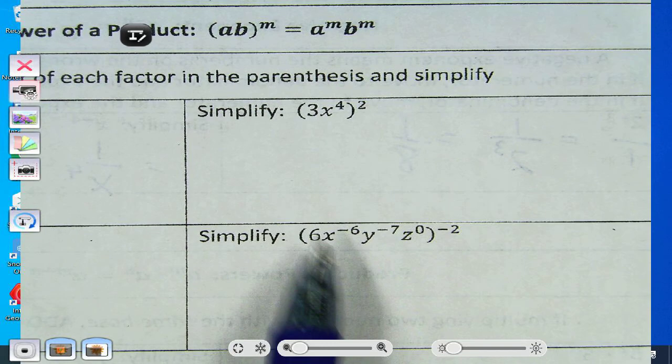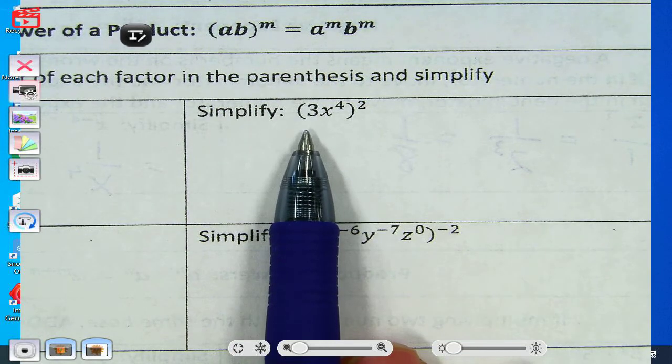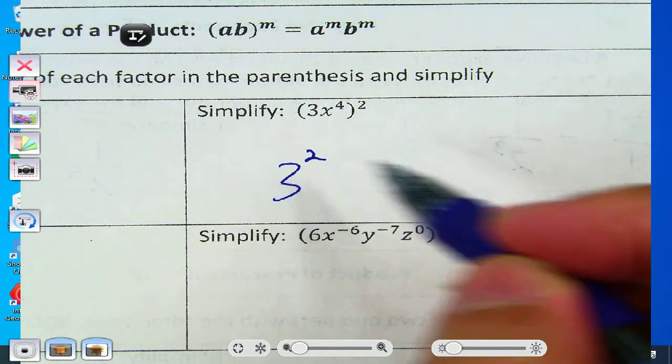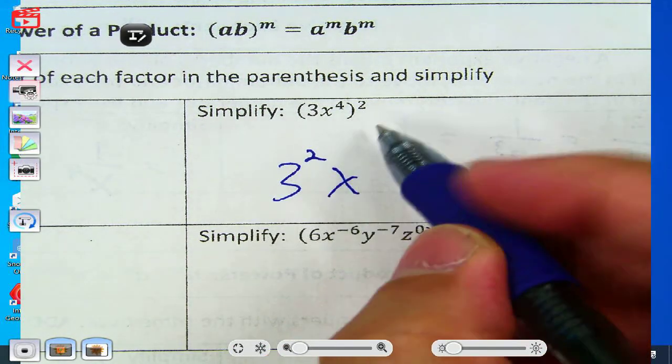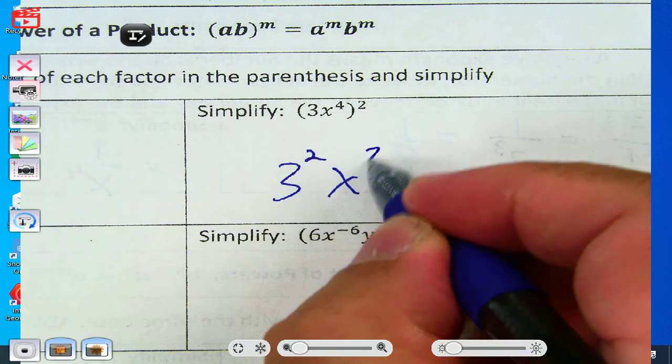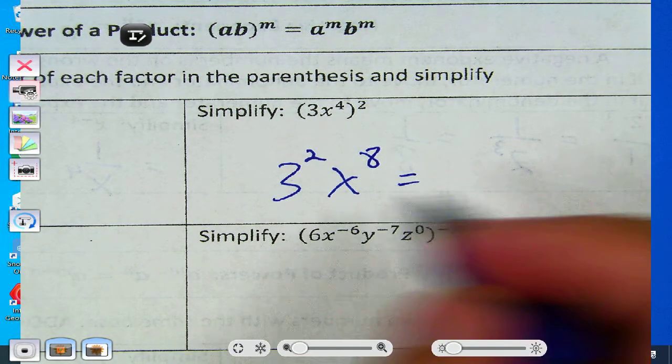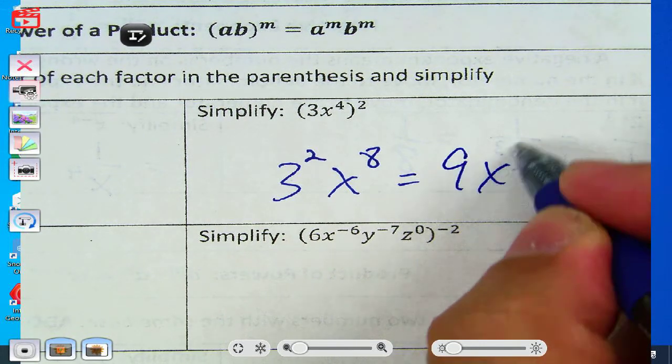Okay, so this time the 3 is not an exponent, it's a coefficient. So you're just going to apply the 2 to it. So it's going to be 3 to the second power. The exponents you multiply, 4 times 2 is 8. But you can't stop here because 3 squared you are expected to be able to simplify. That's 9, so it's 9x to the 8th. Final answer.